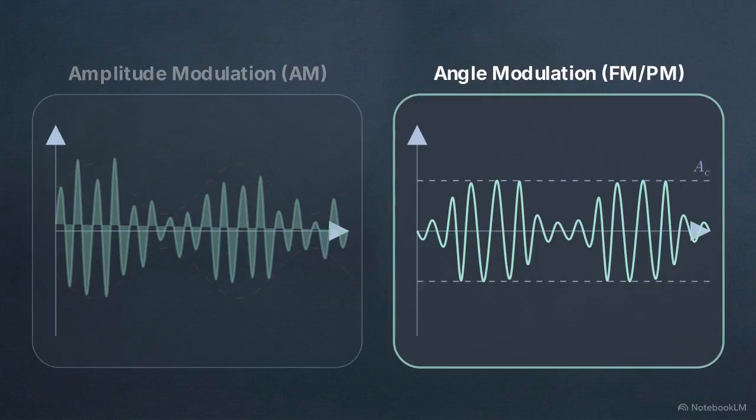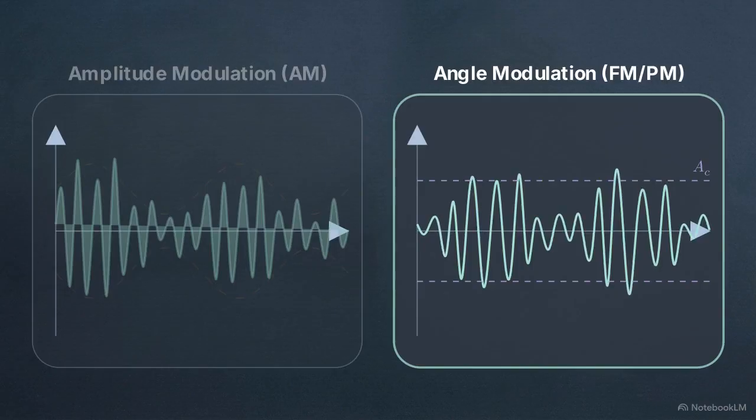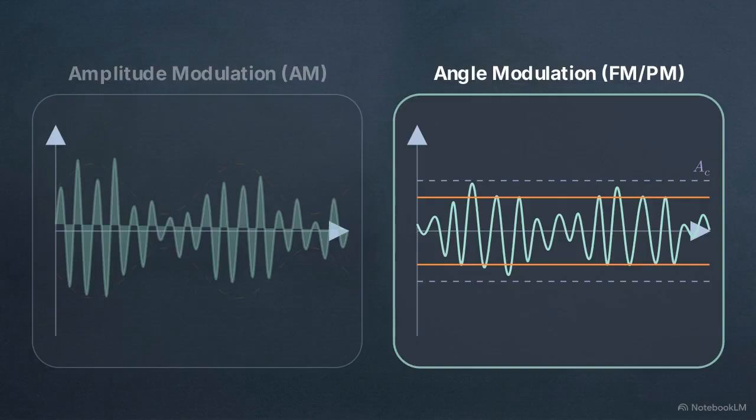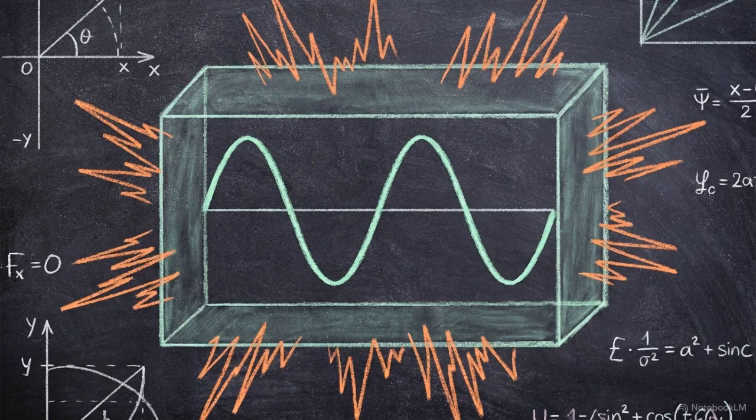Angle modulation uses a different approach by maintaining a constant carrier amplitude, AC. Because the data is not stored in the wave's height, the receiver can ignore amplitude fluctuations caused by noise, preserving the original message. This immunity requires a trade-off.